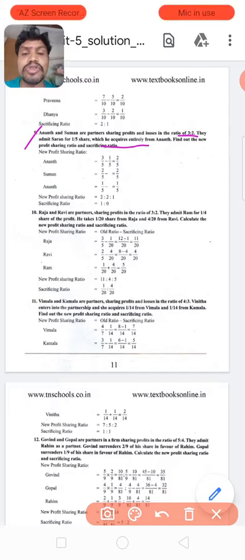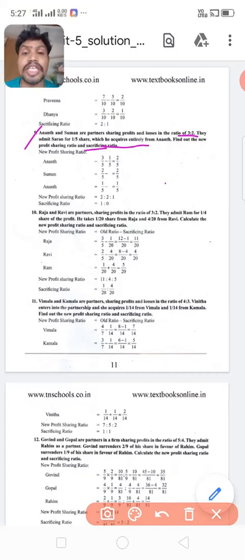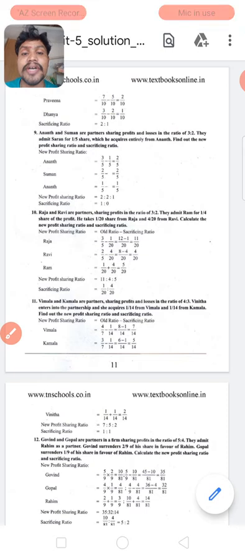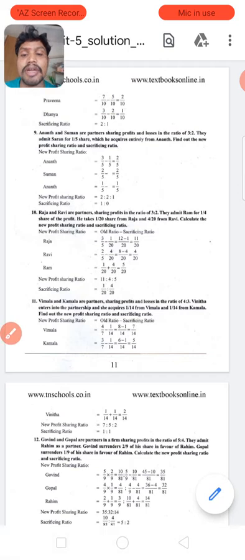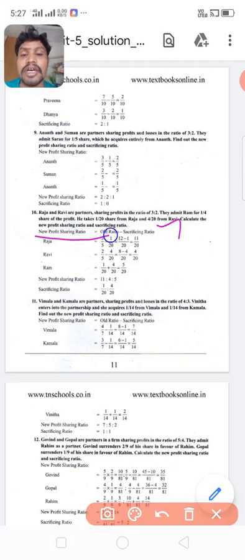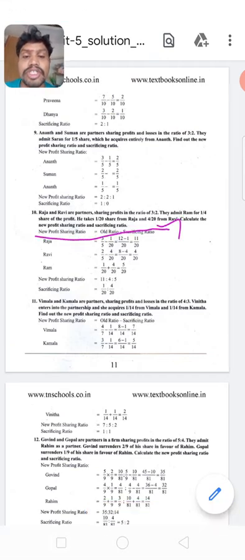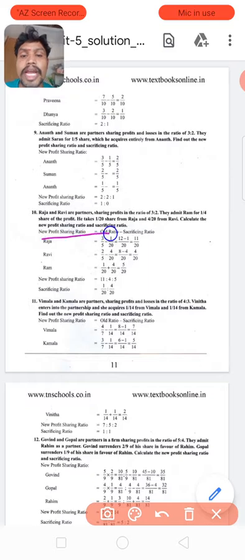Not Suman. Suman didn't sacrifice anything, only Anand sacrifices. Find out the new profit sharing ratio and sacrifice ratio. We have to find out both the new profit ratio as well as the sacrificing ratio. In the previous sum they have given the new ratio, but in this sum they have given the sacrificing, indirectly. We have to find out the new ratio, right? So what is the formula of new ratio? We can alternate this formula. You can see this in the 10th problem. New ratio is equal to old minus sacrificing ratio.